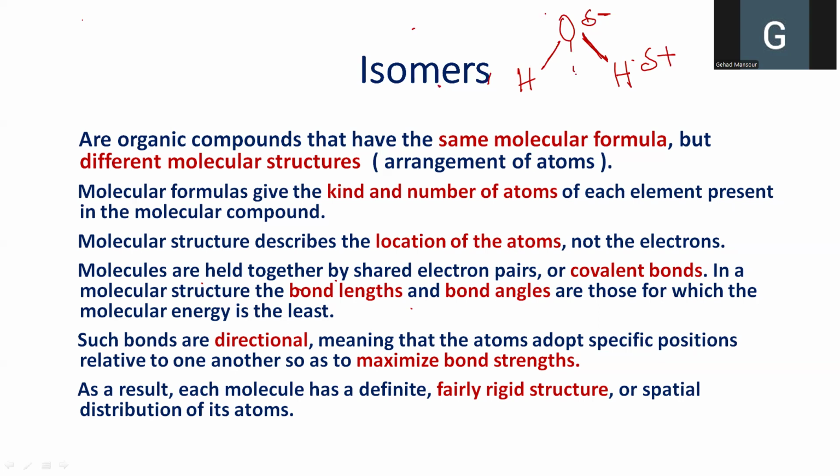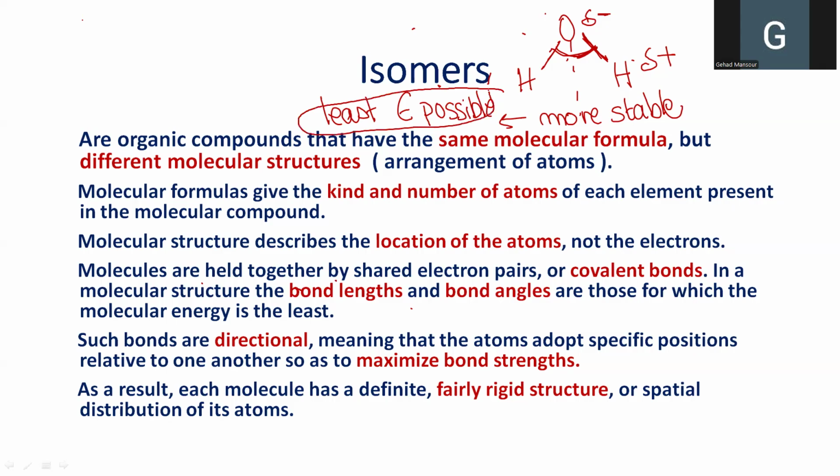This bond angle is important. How is it determined? It is determined in such a way as to make the molecule more stable. And when the molecule is more stable, it is at the least energy possible. And in AP Biology, they love to hear this.